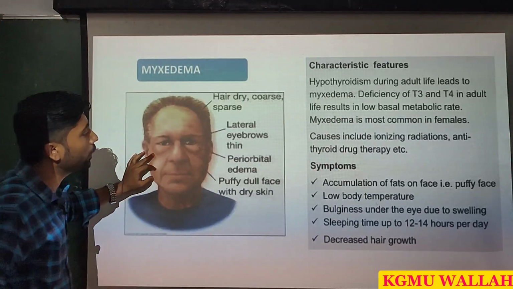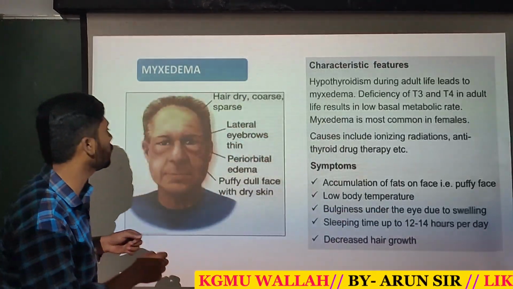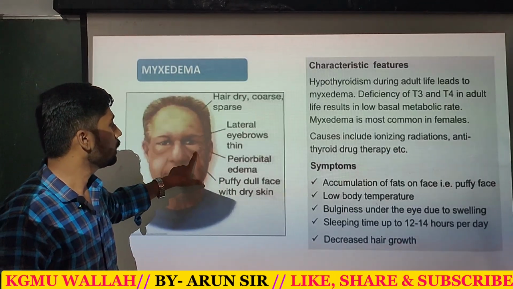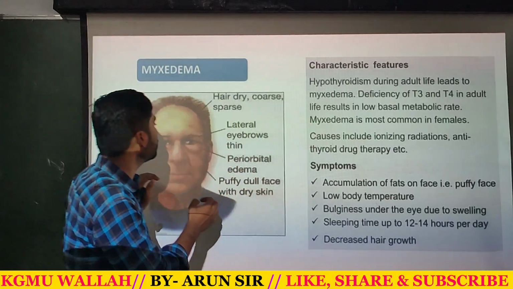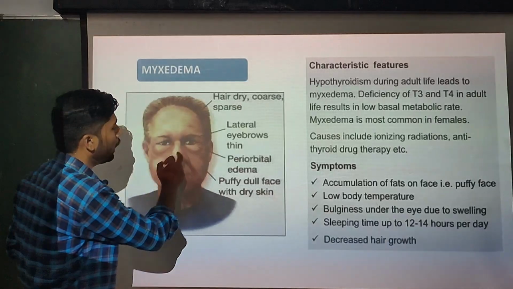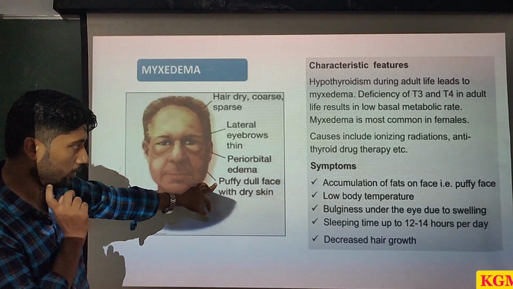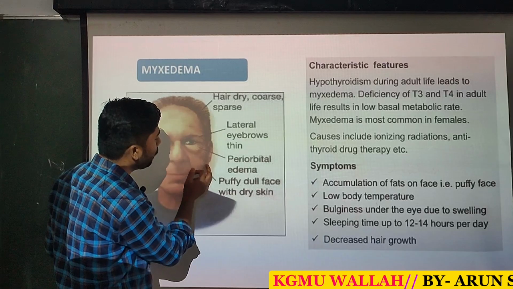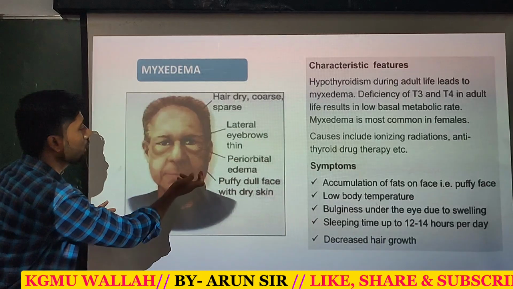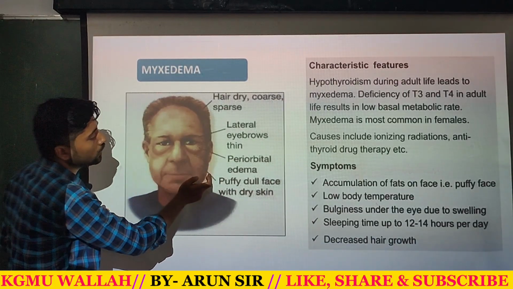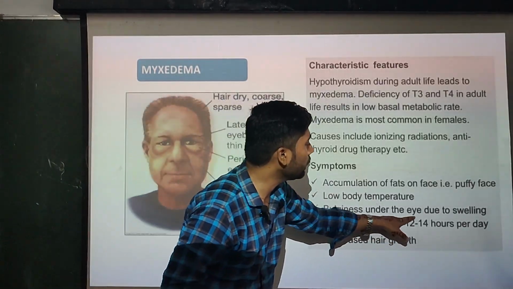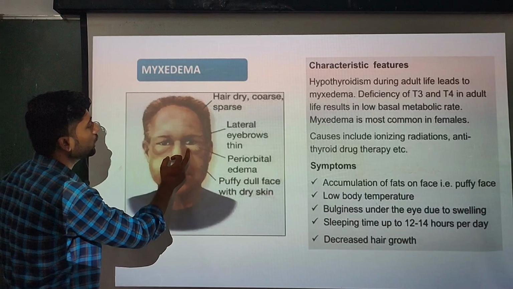You can see here bulginess under the eye due to swelling. If the patient's eye is swollen, then you can say bulginess under the eye. And the last one, I told you, puffy face. Here you can see a puffy, dull face, clear. You can see here a puffy face. This type of face is known as a puffy dull face. And bulginess under the eye due to swelling, here you can see the bulginess, okay.